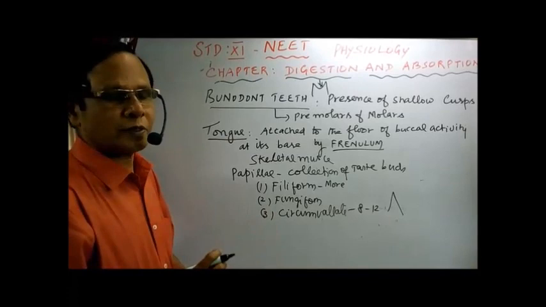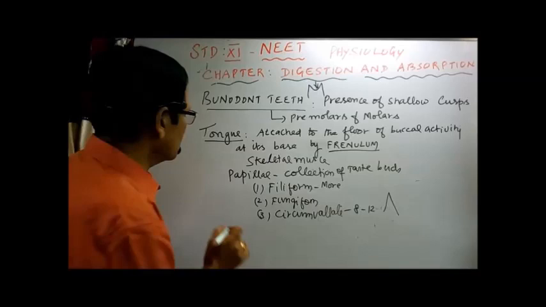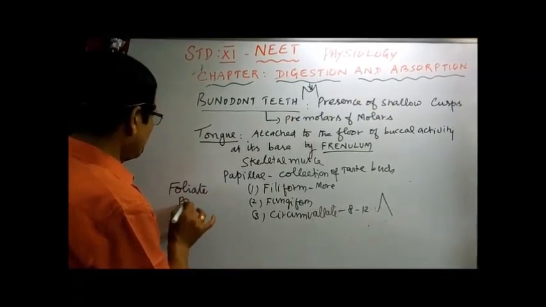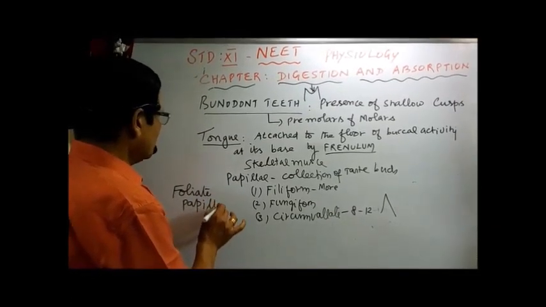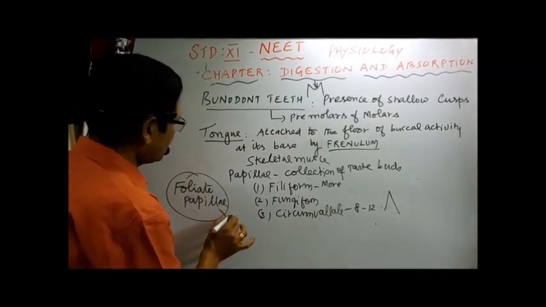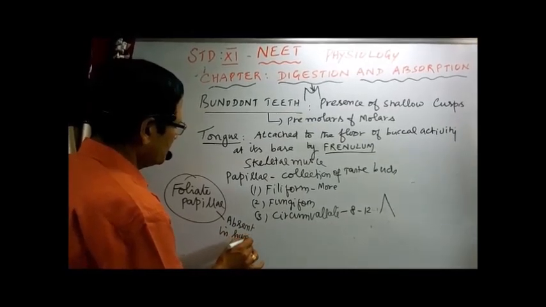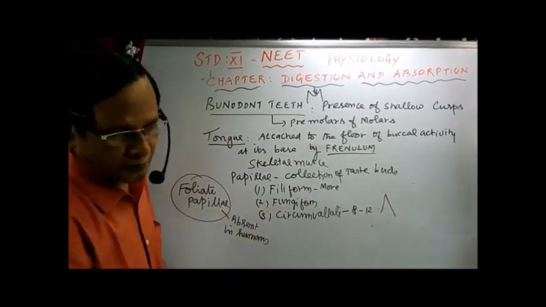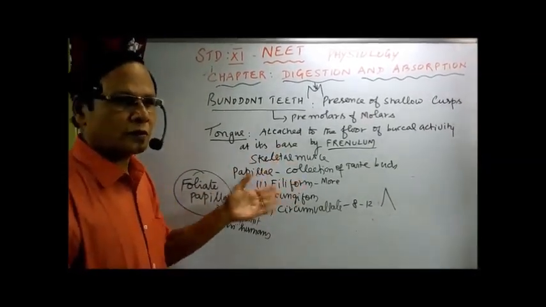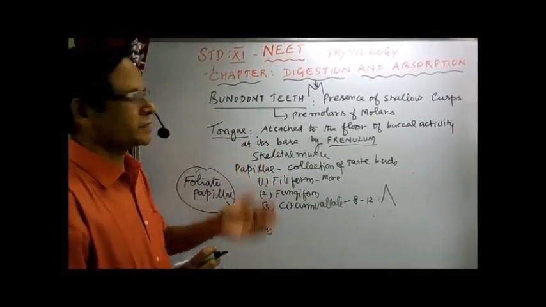But in the case of rabbit, we have one more type of papillae, the foliate papillae. So in the rabbit, there are four types of papillae. The foliate papillae are absent in humans. Now, this is about the buccal cavity, the oral cavity, regarding the uvula, velum palati, the frenulum, etc.